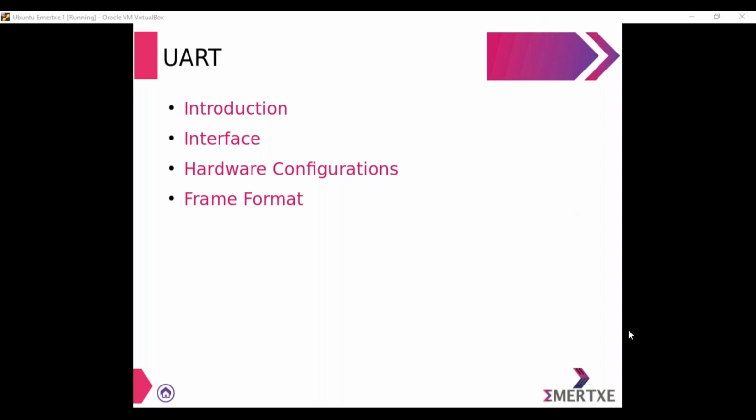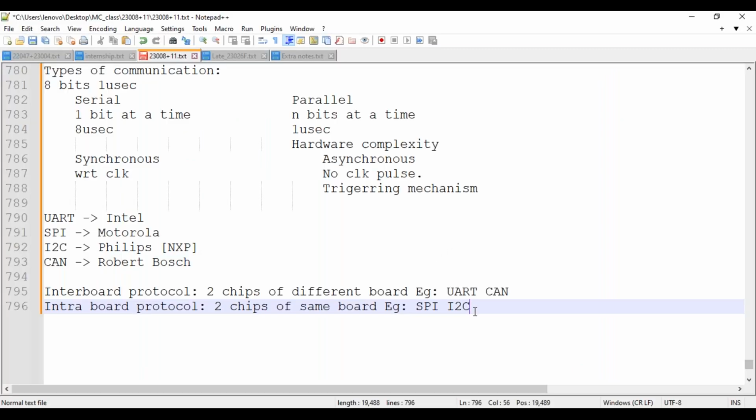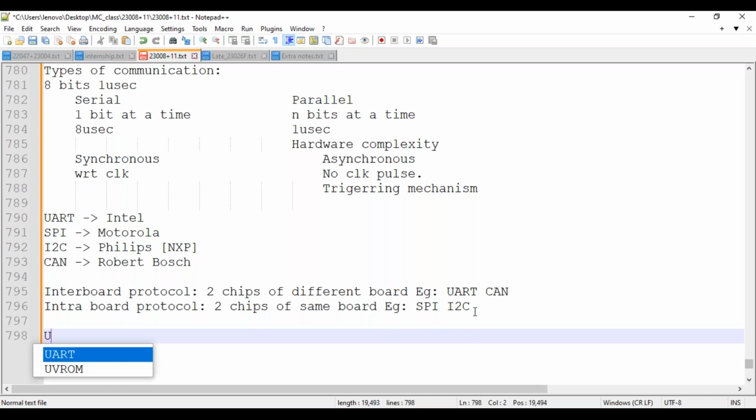So UART is nothing but Universal Asynchronous Receiver and Transmitter. Sometimes people also refer to it as UART. There is also something called USART.